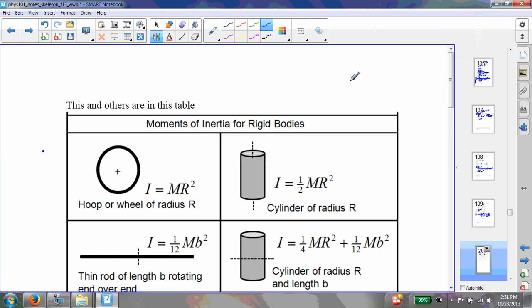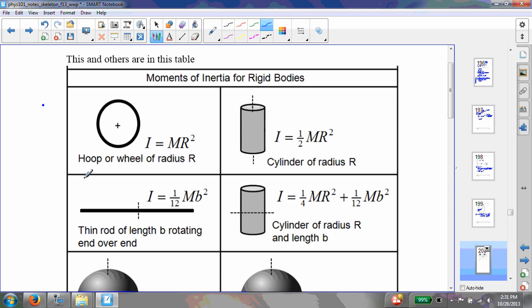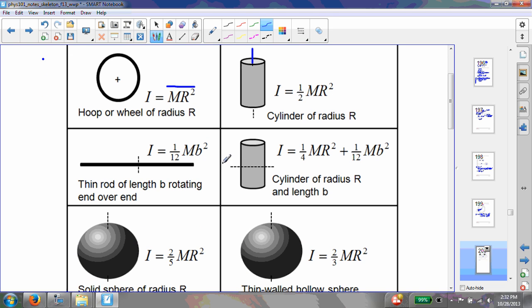All right, so we have these formulae for different shapes to find the moments of inertia for different shaped objects, and you'll have this for any upcoming quizzes, any upcoming tests that you'll have in the class. So, for example, here's the hoop or the wheel of radius r, and we showed that moment of inertia is equal to mr squared. If I have a cylinder that's rotating about this axis, its moment of inertia is 1/2 mr squared. Here's a thin rod.